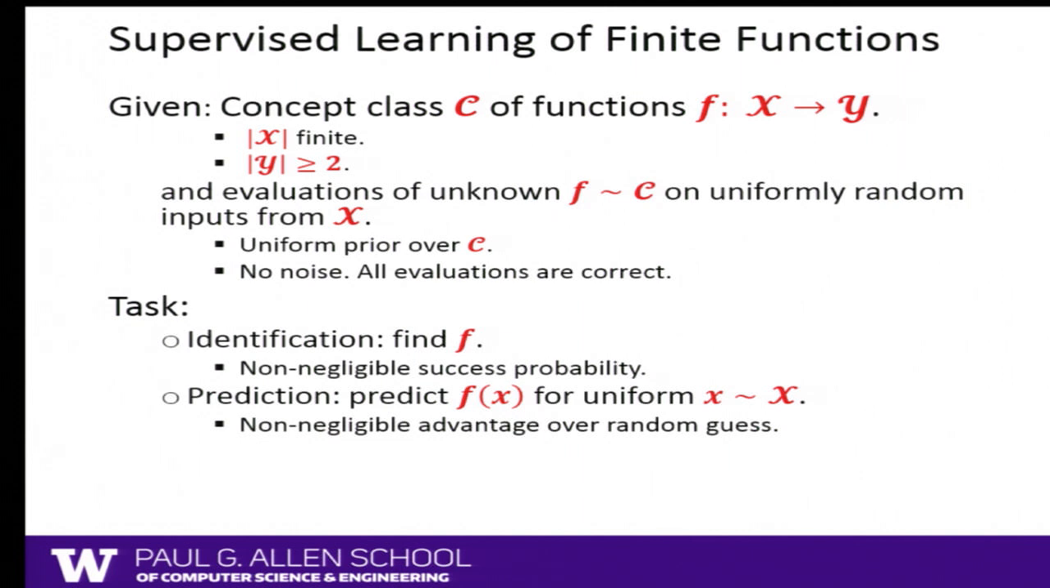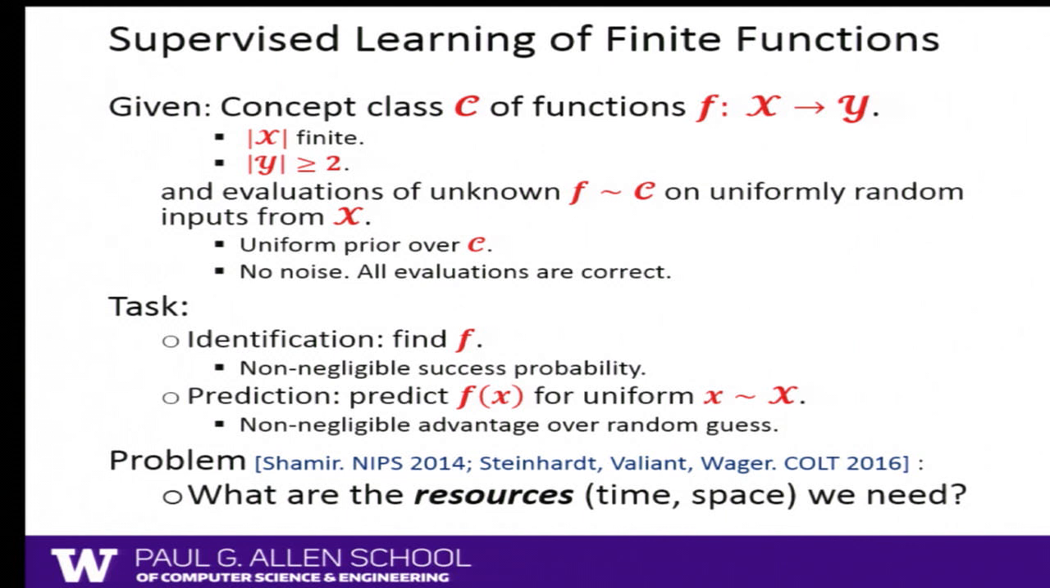So the interesting problem here, proposed by Shamir and Steinhardt et al., is: what are the resources we need for those learning tasks? Like how many evaluations or how much space we need for those learning tasks?